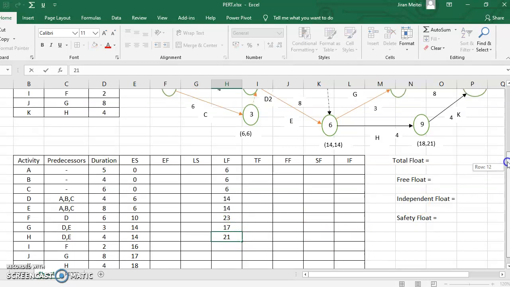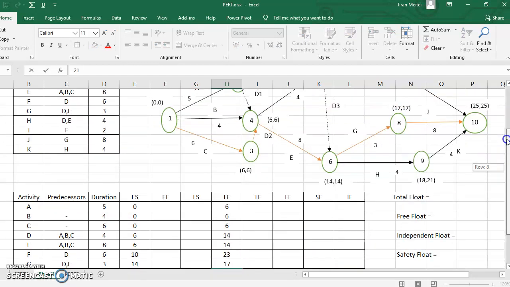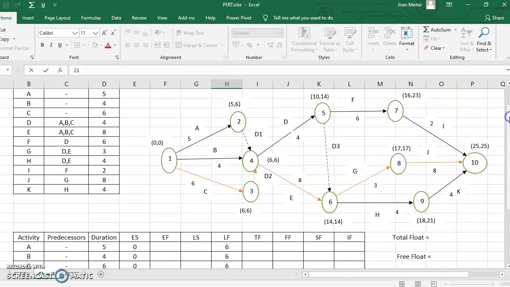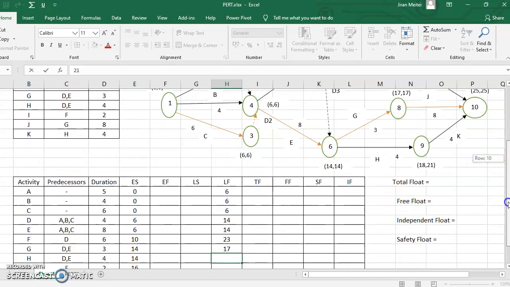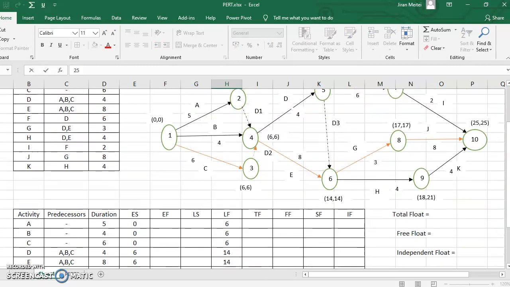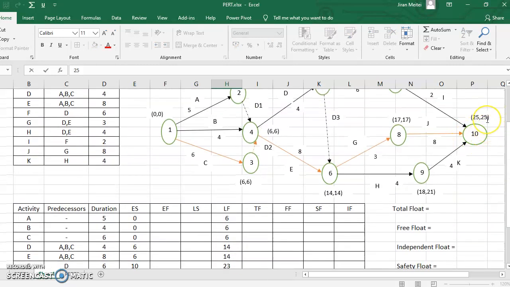Then we go to I. What is I? I is 25. J also will be 25. K also will be 25. You can see it from here. All these three are ending in this circle. So all these three will have the same latest finish time, which is 25.